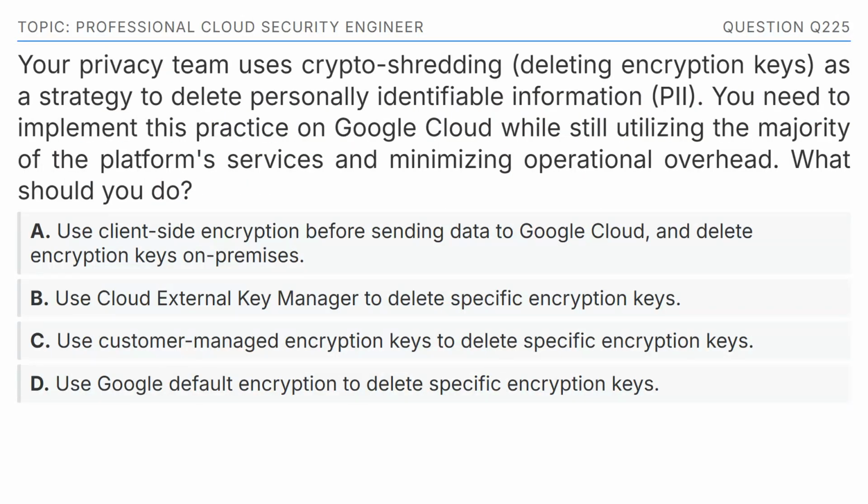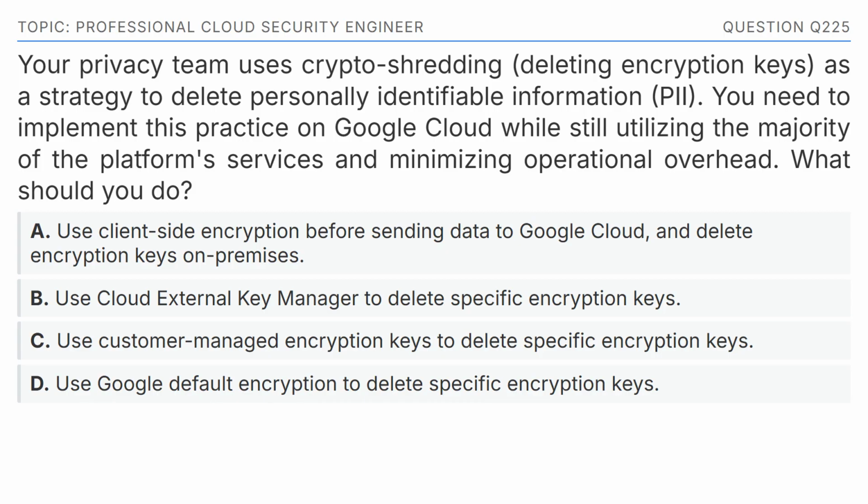Your privacy team uses crypto shredding, deleting encryption keys, as a strategy to delete personally identifiable information, PII. You need to implement this practice on Google Cloud while still utilizing the majority of the platform's services and minimizing operational overhead. What should you do?